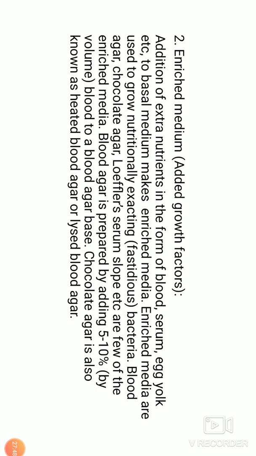Followed by that, if you want to enrich one particular kind of growth-forming bacteria, then you need to use enrichment media, where you will add certain growth factors. Like you have blood agar, which you can recognize under the group of enriched media, where you can prepare it by adding sheep blood in the percentage of 5 to 10% to the culture medium.